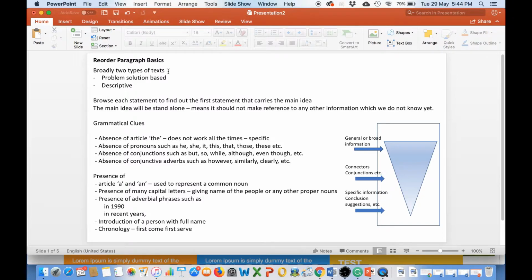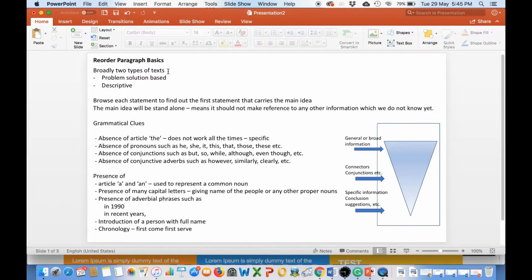Half of your time would be spent reading each statement and trying to figure out which one is number one. If you spend a little time on finding number one, in that time you would also get an idea about what they are talking about in the other statements. When we are trying to isolate the standalone statement, we have certain basic grammatical clues which we can use in a process of elimination, so that we can isolate the first statement from where the reorder paragraph will start.